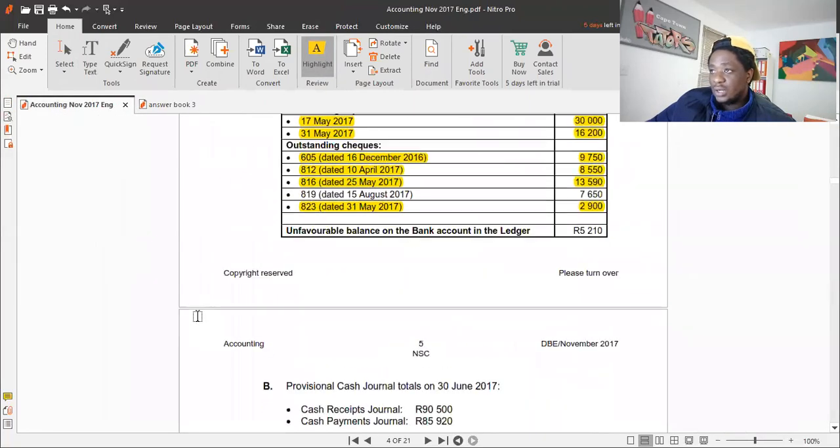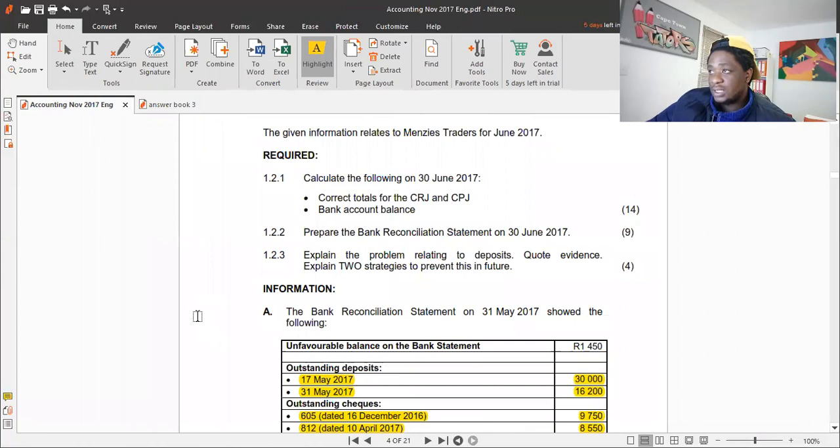So I've answered the question on the bank reconciliation statement, and then the last question says, explain the problem relating to deposits, quote evidence, explain 2 strategies to prevent this in future, and this is 4 marks. So clearly what they're saying here is, the first mark, you identify the problem. The second mark, you quote the evidence. The third mark is for the first strategy to prevent this in future. And then the other mark is for coming up with the second strategy to deal with this issue.